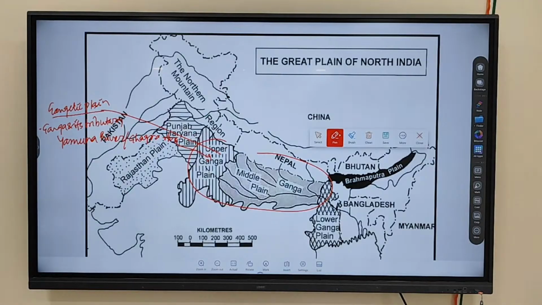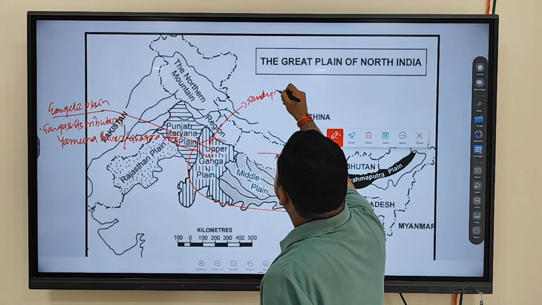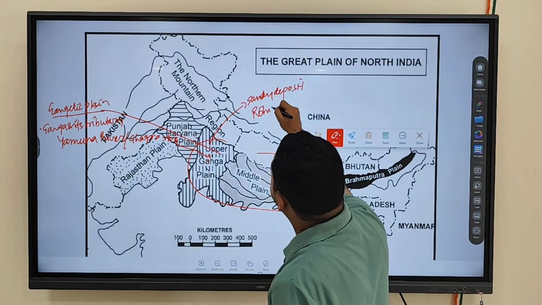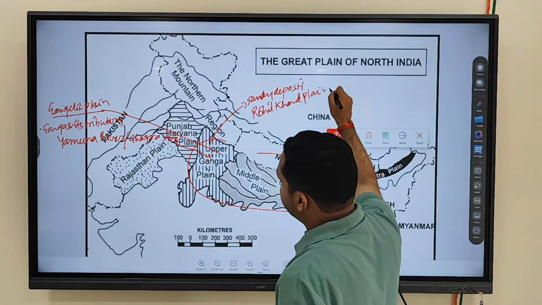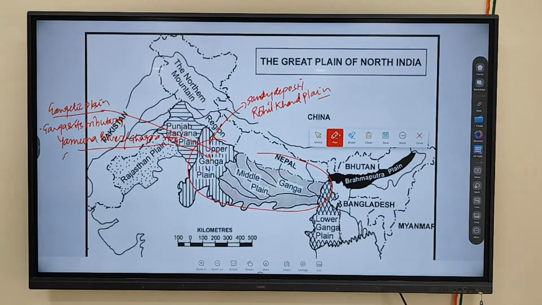Clear? Now this upper Gangetic plain has more sandy deposits, and this is also referred to as the Rohilkhand plain. Clear? So created by the Yamuna river and Ghagra river, it has more sandy deposits, and it is also referred to as the Rohilkhand plain. Clear? Then second comes your middle Gangetic plain.